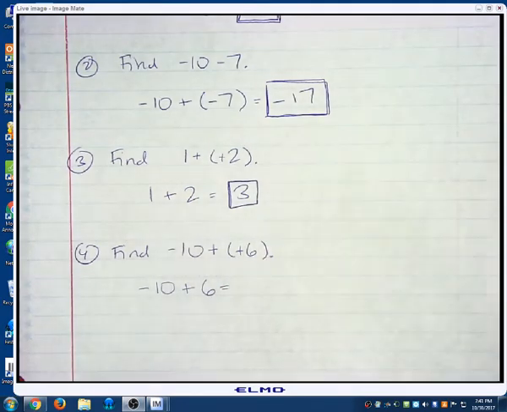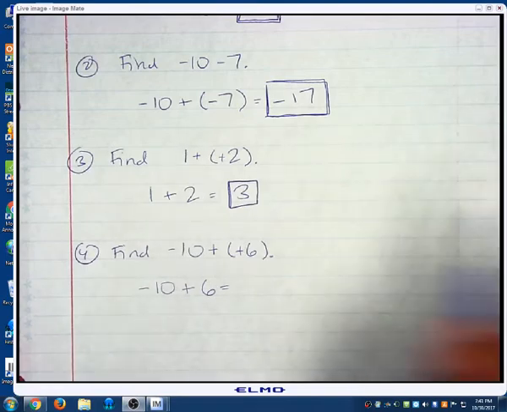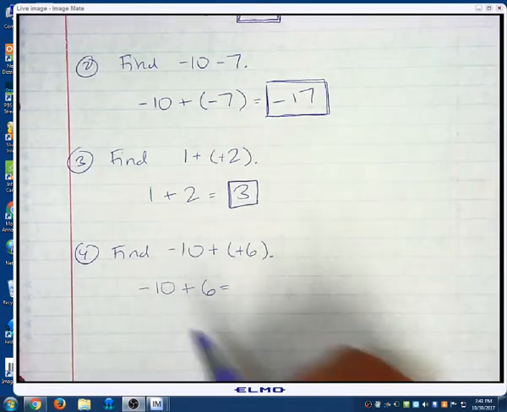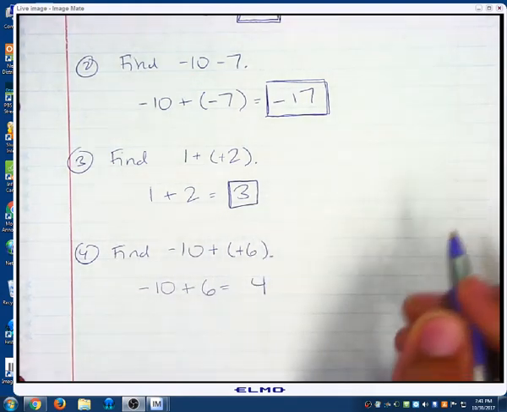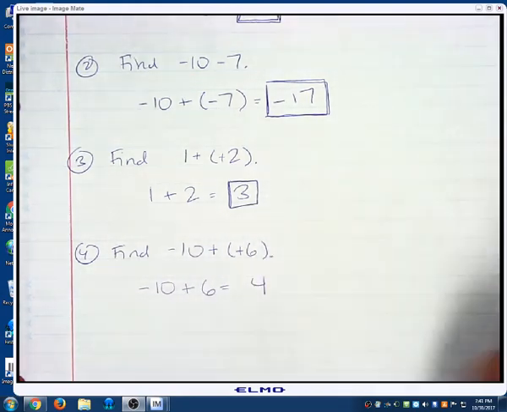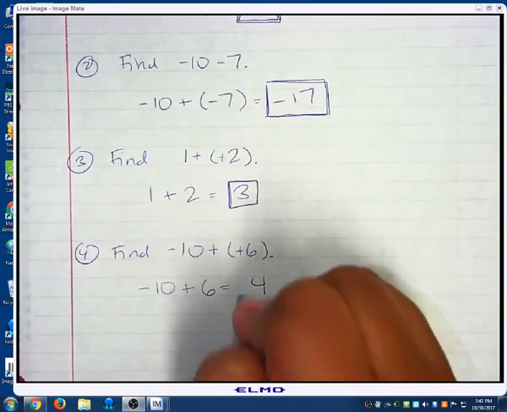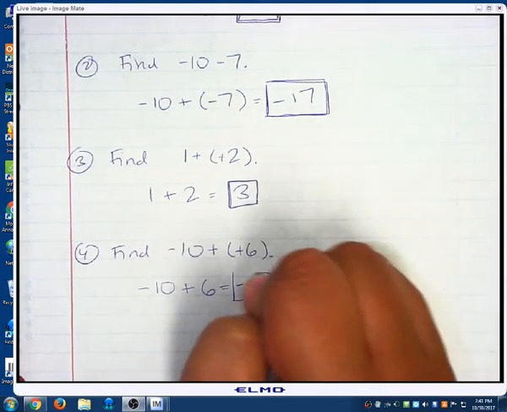And now I know the rule for adding two integers with a different sign. I have to subtract them and take the sign of the bigger number. So 10 minus 6 is 4, and the number that is bigger, or the bigger absolute value, is negative 10. So my answer is going to be negative. So my answer is negative 4.